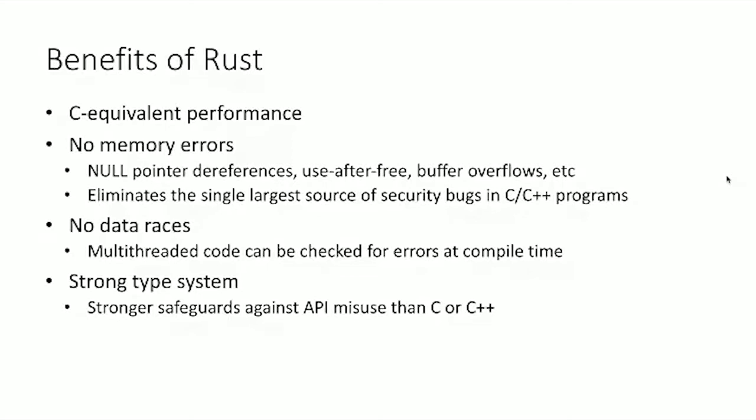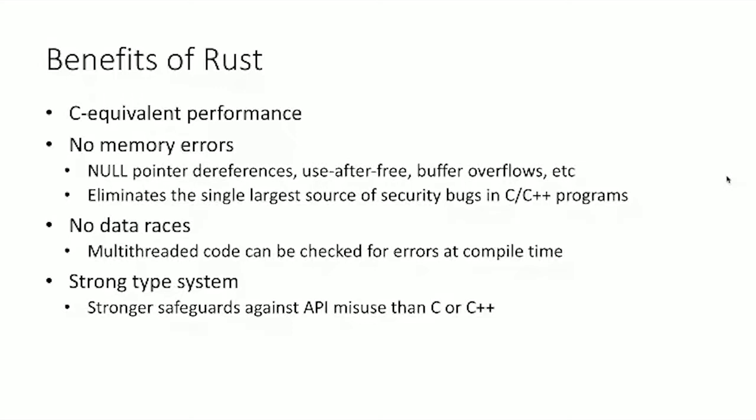So when you're writing concurrent or multi-threaded code, you're trying to do a bunch of things at once, and you accidentally access the same element from more than one thread at a time, and that introduces undefined behavior. Rust eliminates that at compile time, statically. And it has a strong type system.